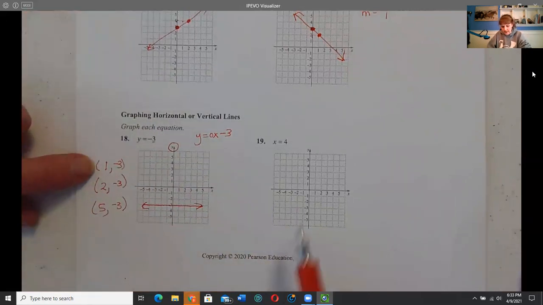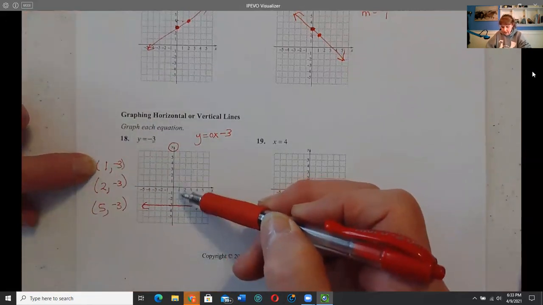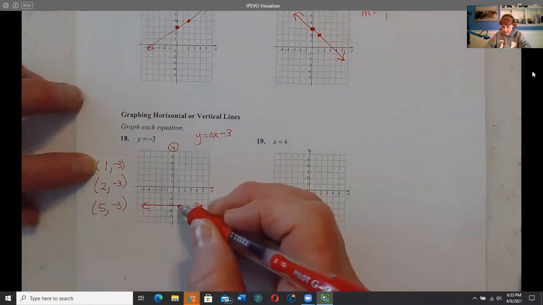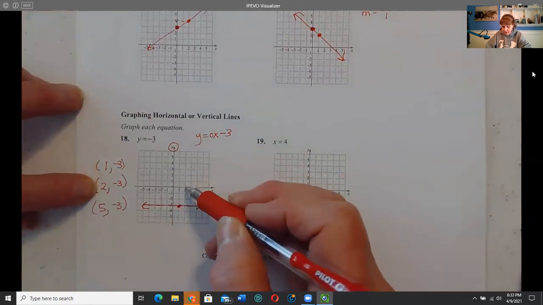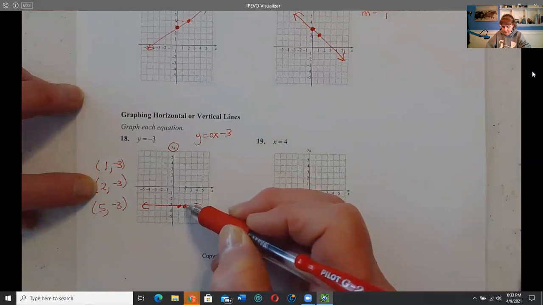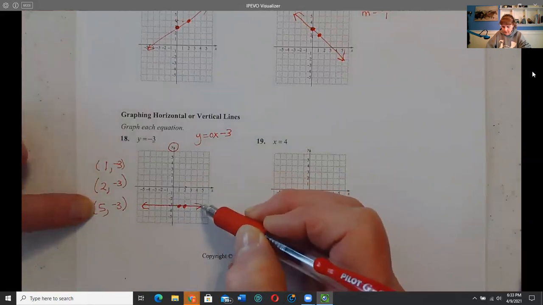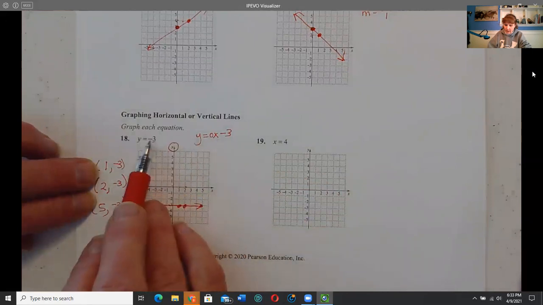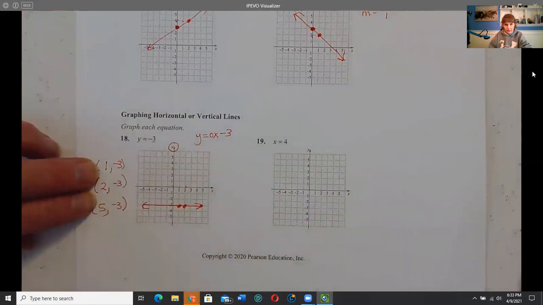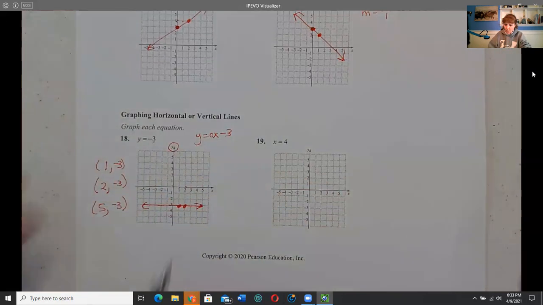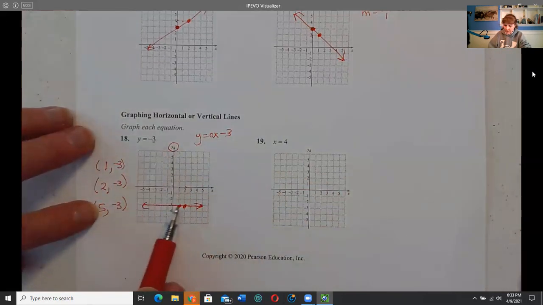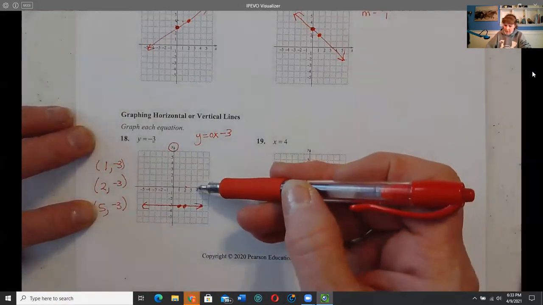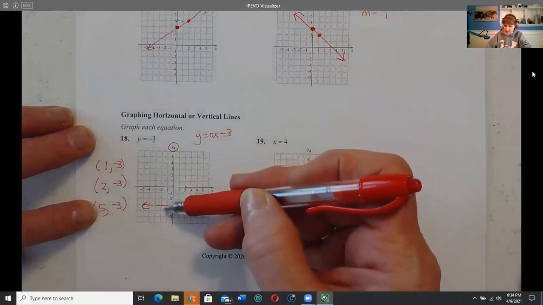If you plot these numbers, 1, -3, 2, -3, 5, -3, and if we were to connect them up, you form a horizontal line. So you can think of it as points. You can think that, okay, this is a horizontal line and it's going to go through the -3, because we want all our y's to be a -3, which they are. 4, -3, -1, -3.